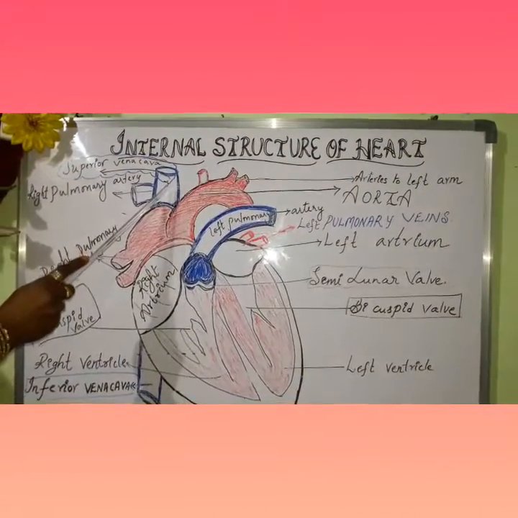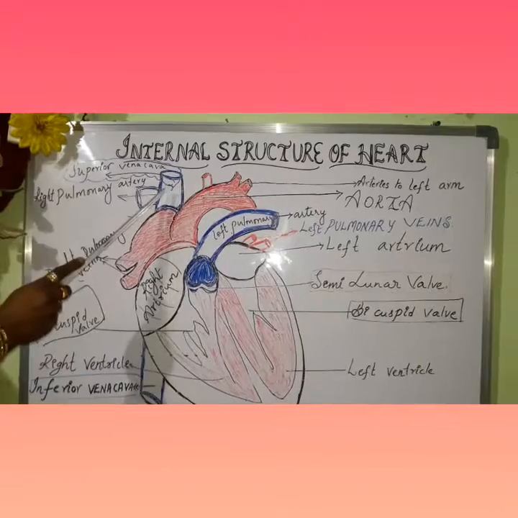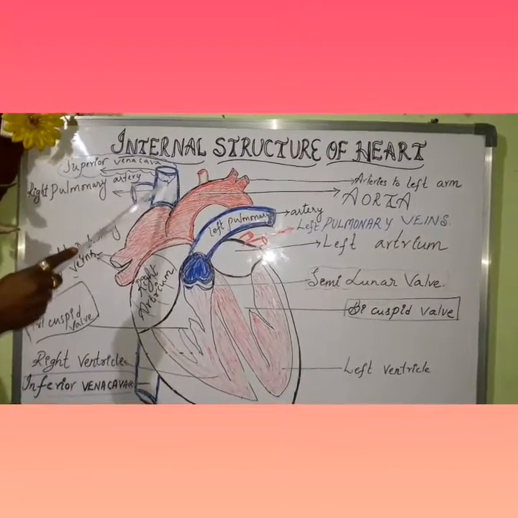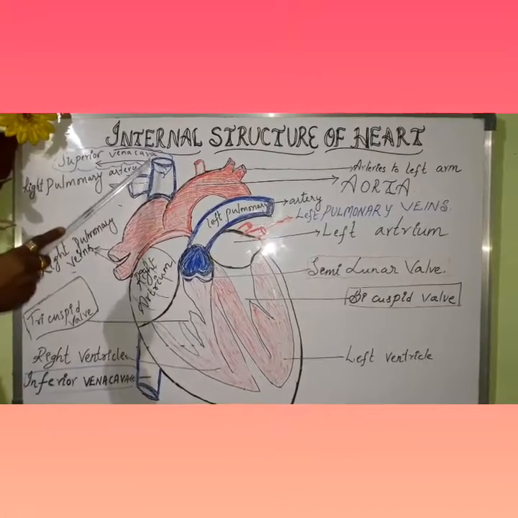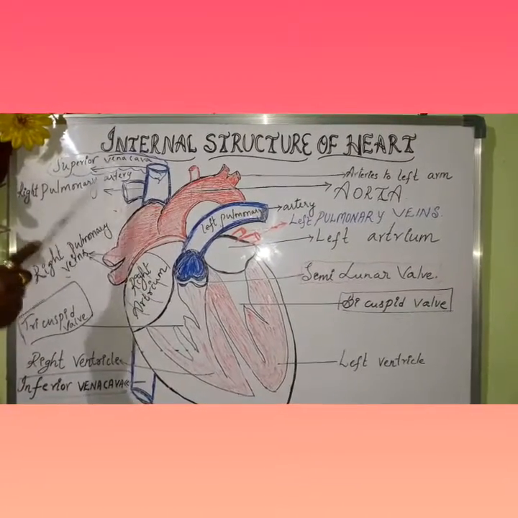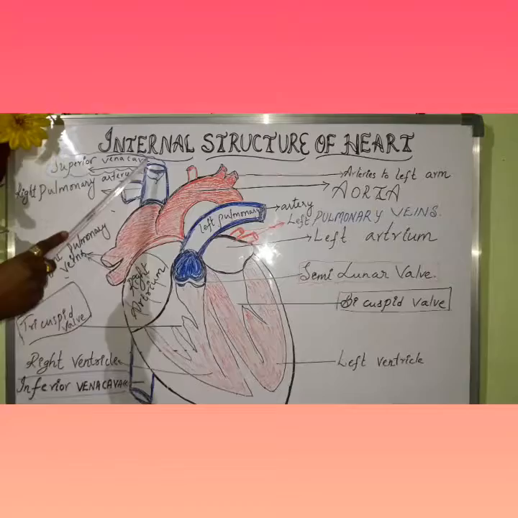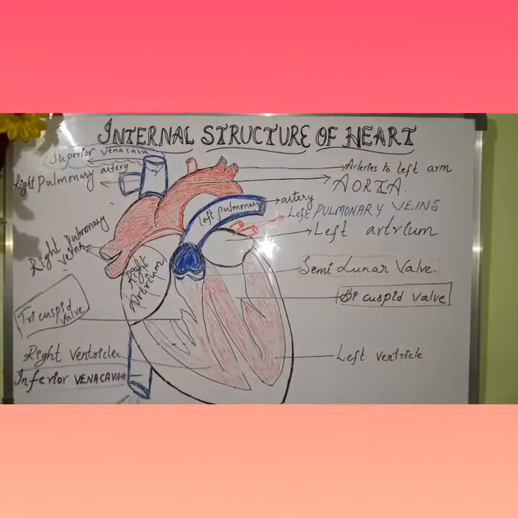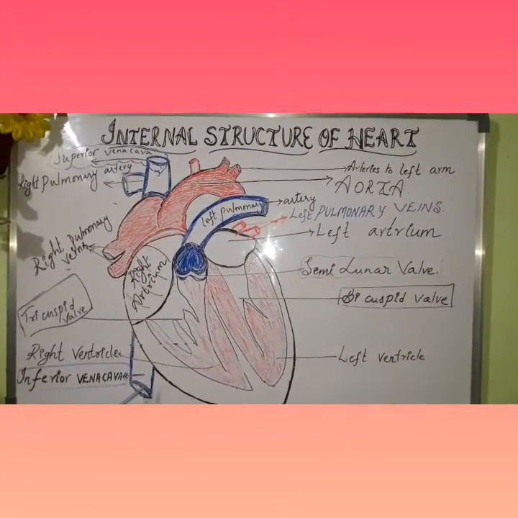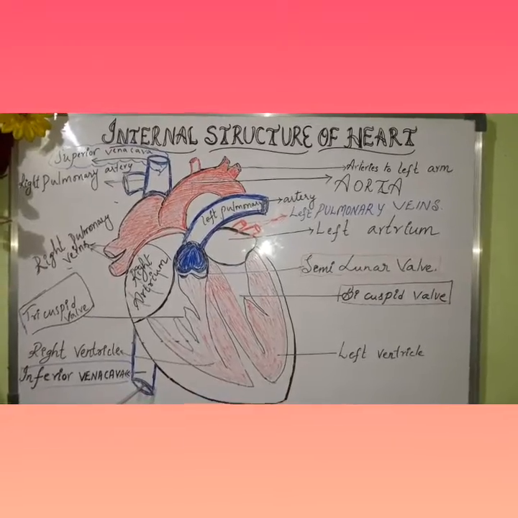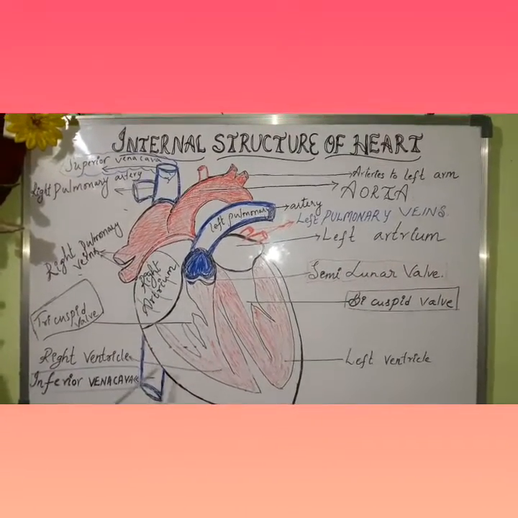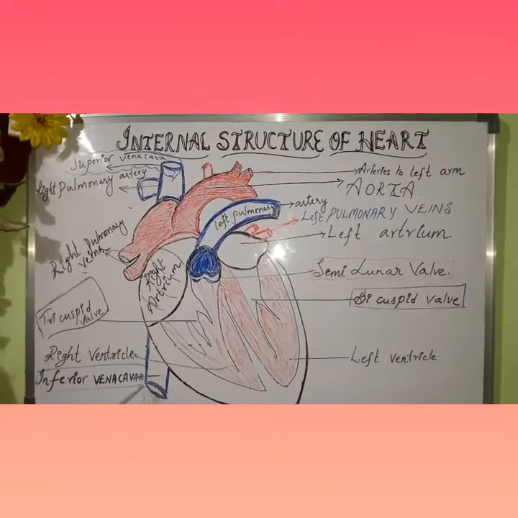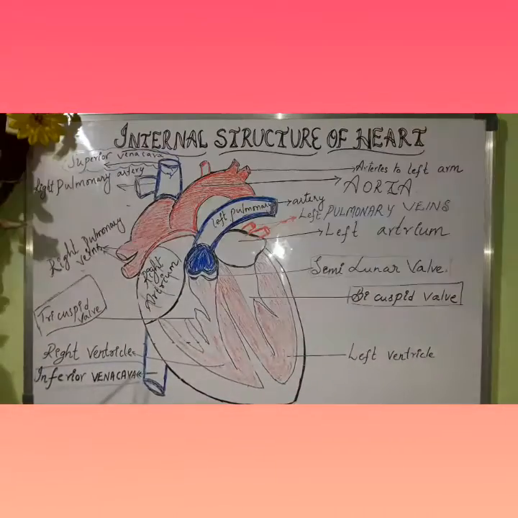The vein that is present above, we call this vein the superior vena cava. And the vein which is below this part, we call this the inferior vena cava.